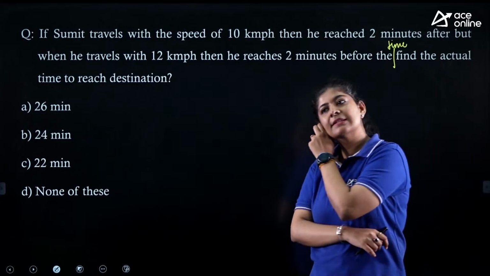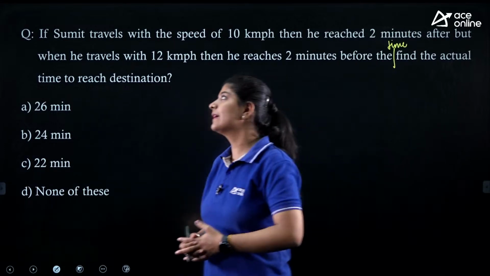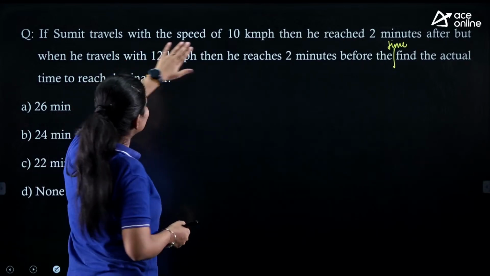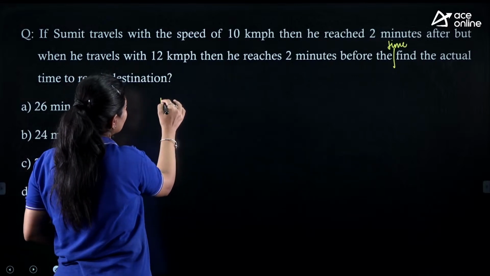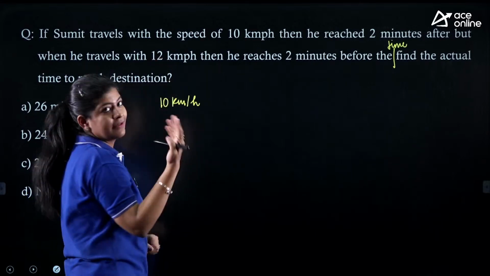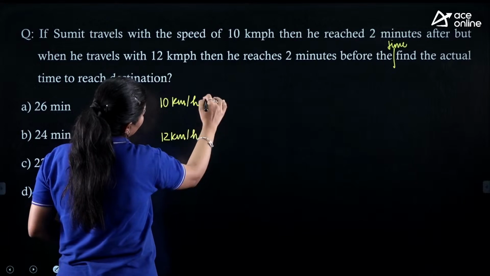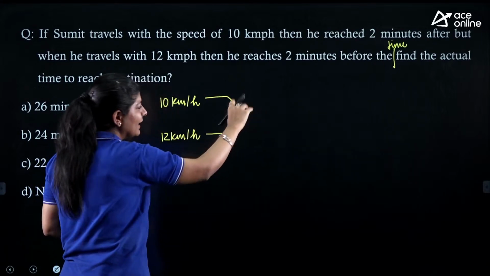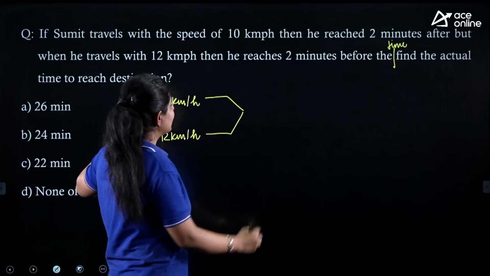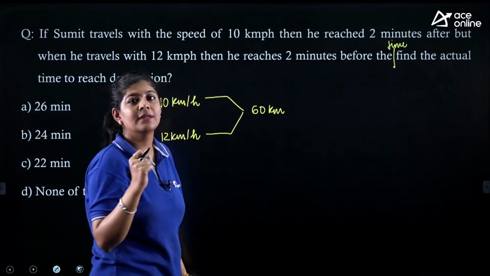Whenever you are having these kinds of questions, instead of going with the variables, it's better to take the LCM as the assumed distance. So the initial speed that we are having is 10 kilometers per hour, and the increased speed is 12 kilometers per hour. I'll simply take the LCM, and whatever LCM we get, I'm assuming it as my distance. So the LCM that we got is 60 kilometers. This is the assumed distance.